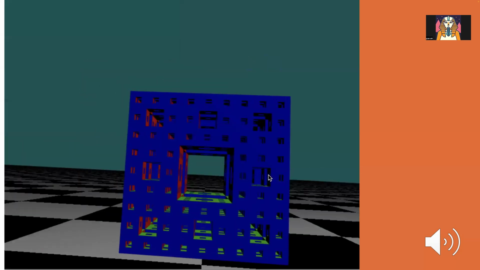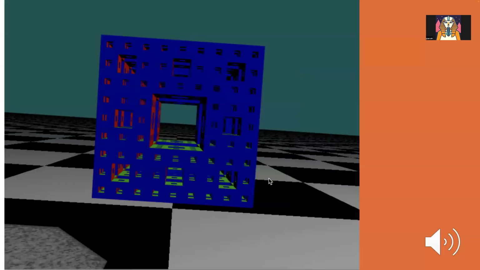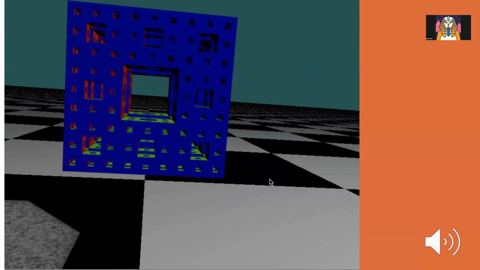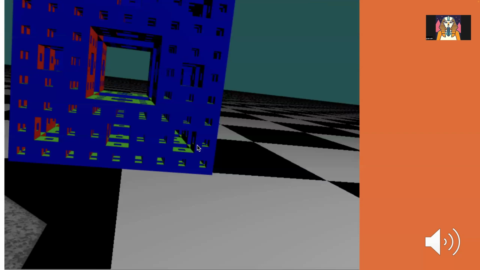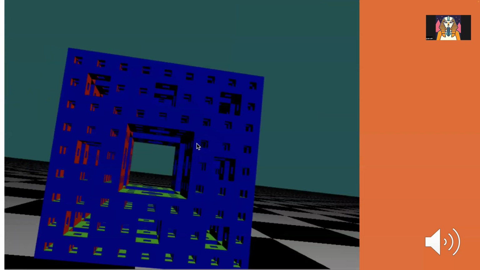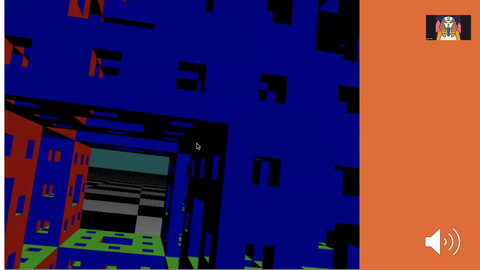One of the most famous 3D fractals is the Menger sponge. It was first described in 1926 by the Austrian mathematician Karl Menger while studying the concept of topological dimension. So, how do we construct a Menger sponge? What will be the process?